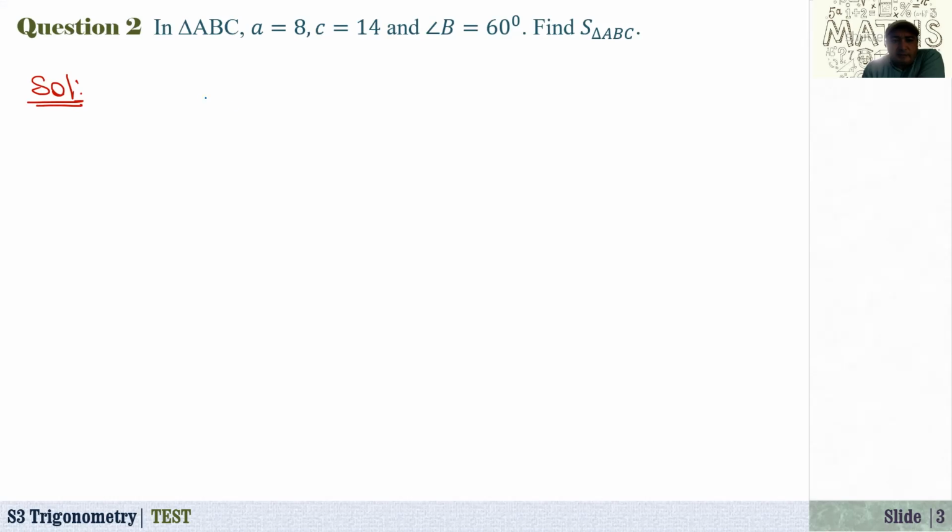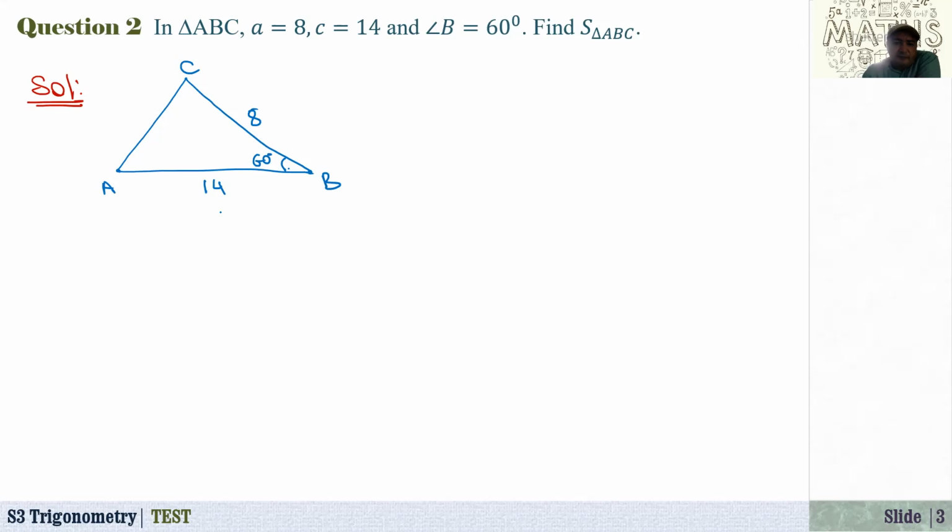Let's say we just draw any triangle, not drawn to scale. Suppose this C is 14 and A is 8. This vertex is A, this vertex is C, and this one is B. A is 8, C is 14, angle B is 60 degrees. So this angle is 60 degrees. Find the area of ABC.